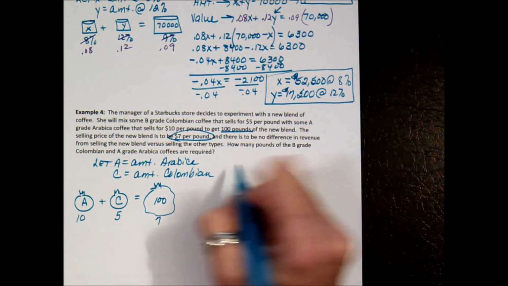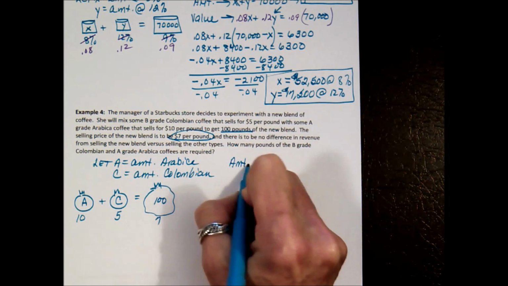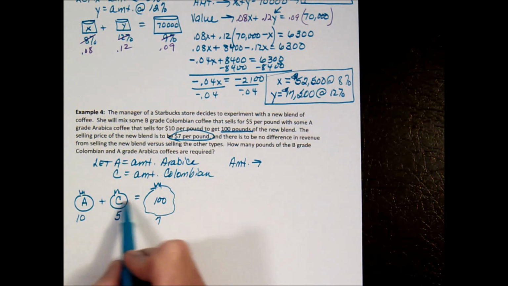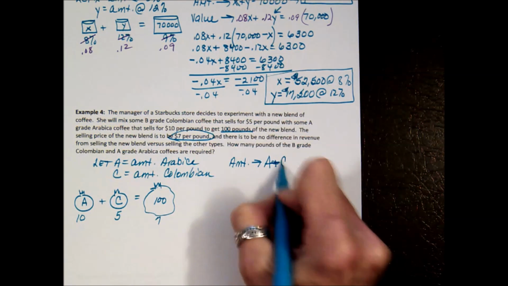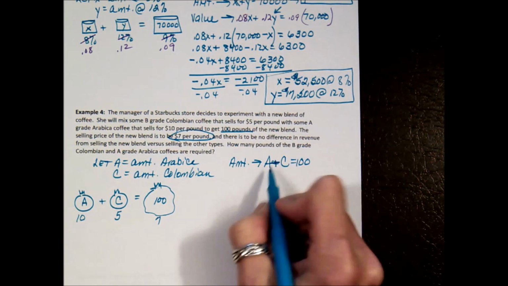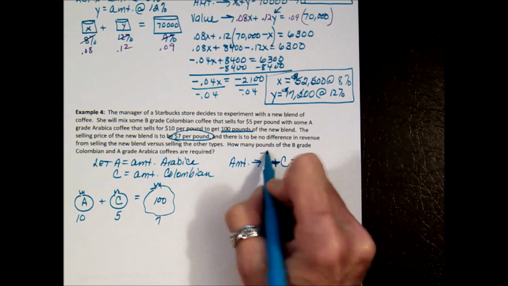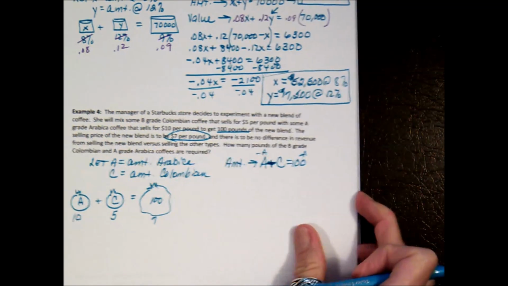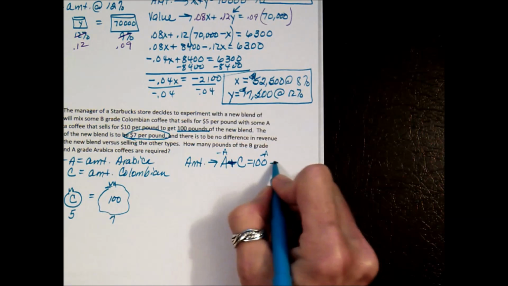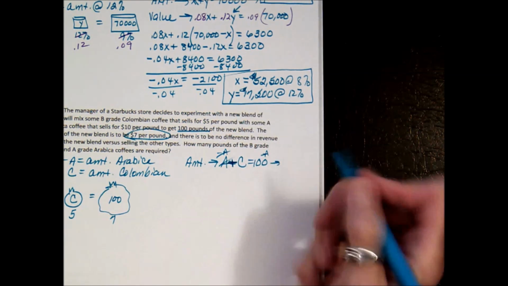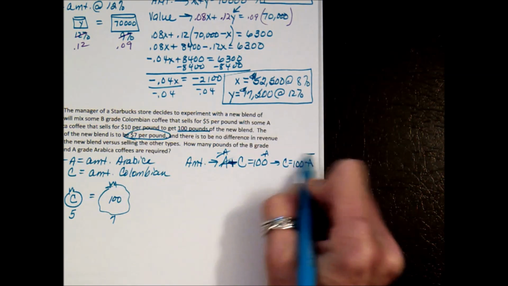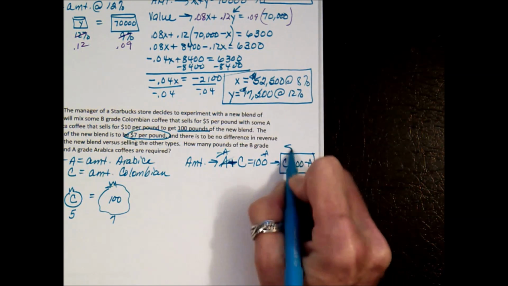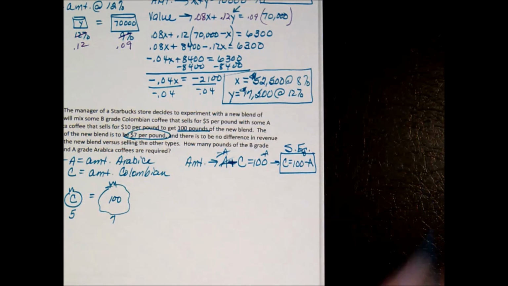So my two equations, my amount equation reads right across the picture. So A plus C equals 100. I'm going to go ahead and solve that for C by subtracting the A from both sides. And that is going to give me my substitution equation of C equals 100 minus A. That is going to be my substitution equation.